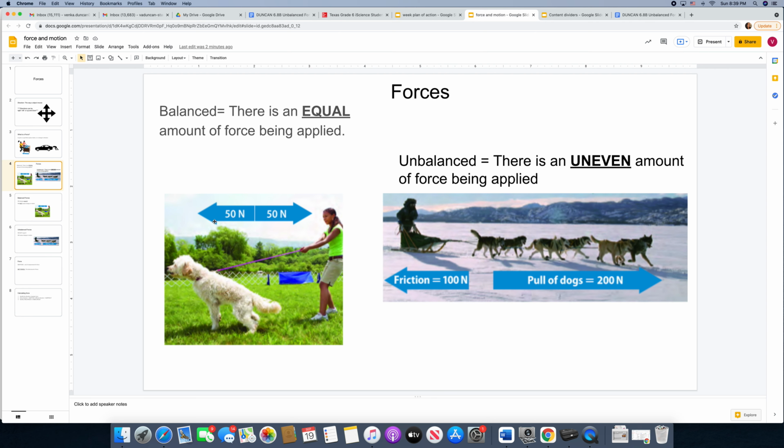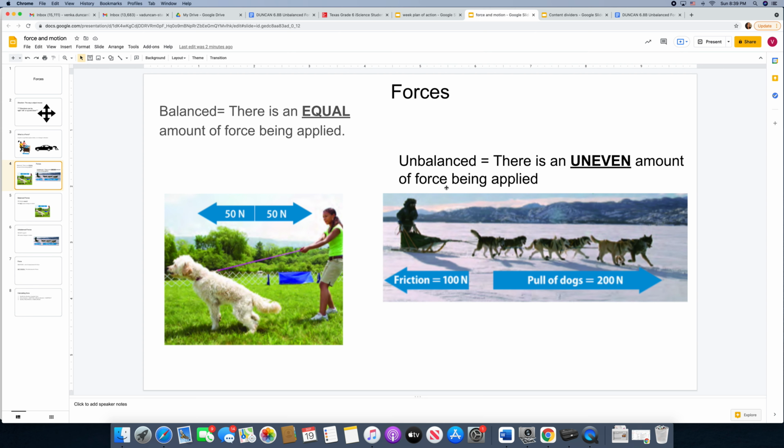On the left here, you see balanced forces. There is an equal amount of force being applied. In the picture here below, you can see that the dog is pulling with a force of 50 newtons and the young lady is pulling with a force of 50 newtons. The result is there is no movement because there is an equal amount of force being applied on each end.